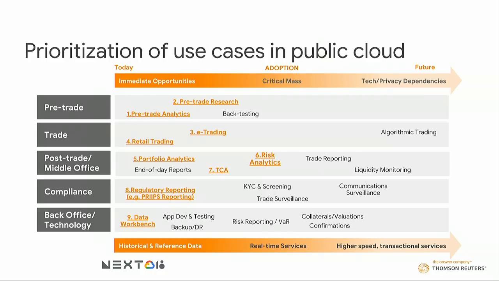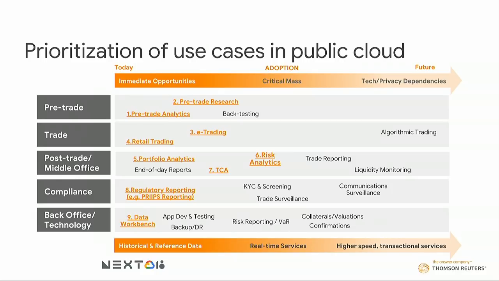From recent surveys of our clients, they've given this perspective on how they're moving their applications to the cloud. Down the right-hand side for financial institutions, it's basically the trade life cycle, all the way from pre-trade, trade, post-trade, middle office activities, compliance, and then ultimately the back office technology wraps things up. Across the top, we're charting between what clients have done today and what they expect to do in the future in terms of prioritization and moving to the cloud. And across the bottom, it matches nicely with the type of data, from relatively static historical data right now, all the way through to the future where real-time transactional services will be required.